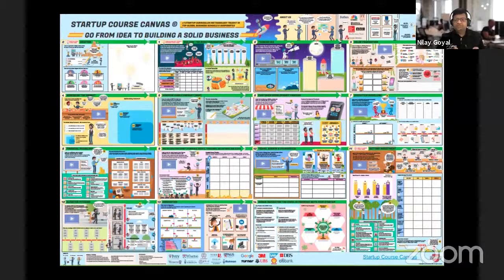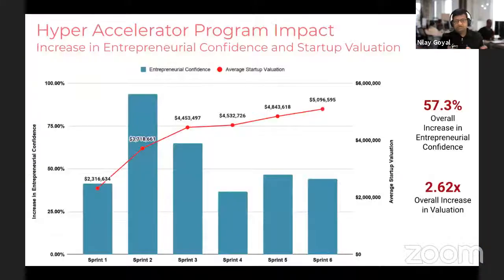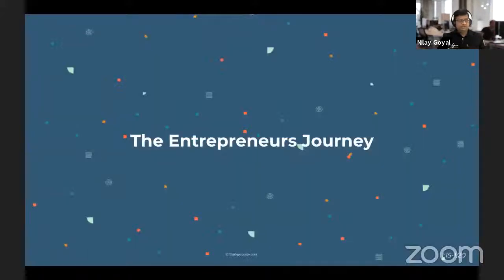And again, this forms the basis of our Hyper Accelerator program. We use this to create the backbone process, and there are a lot of different strategic and tactical aspects of the business that we go through. Our goal with the program is to increase your valuation by 2x, and we've been able to achieve that increase by 2.62 times in the past year. And these are some of the numbers associated with the increase in valuation with each sprint. Now this leads into the entrepreneur's journey.